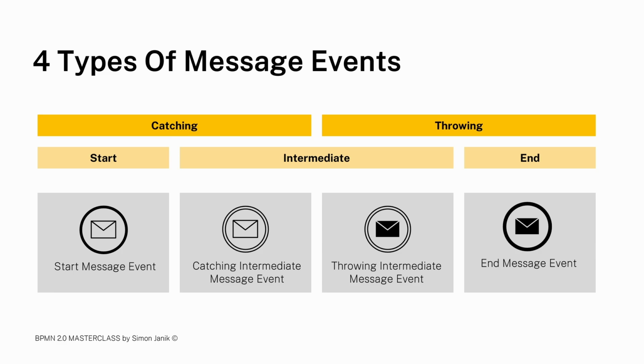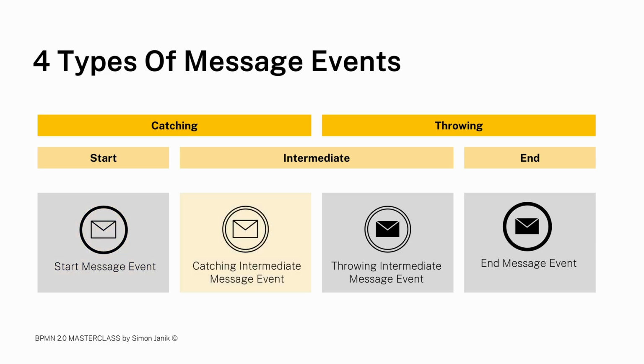Now, BPMN defines not just one, but 4 types of message events. They differ in timing and direction, whether they are incoming or outgoing, and when they occur in the process. Let's briefly go through each one. First, the start message event. It is used to begin a process when a message is received. For example, your process starts only after receiving a purchase order from a customer. This event type has a thin border and the usual message icon. It's perfect when your process is triggered by an external input.